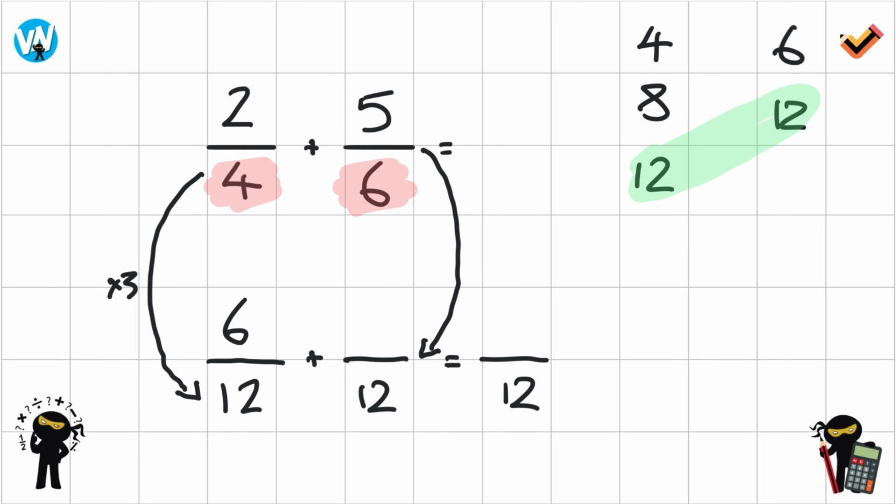And then the same on this side. How have I got 6 to 12? Well, I've times it by 2, haven't I? Multiplied it by 2, so I need to multiply the numerator by 2. 5 times 2 is 10. Dead simple. We're now in that green scenario where we've got everything that we want, so we can just go ahead and add 6 and 10, which is very obvious, which is 16 over 12. That would get you the mark.